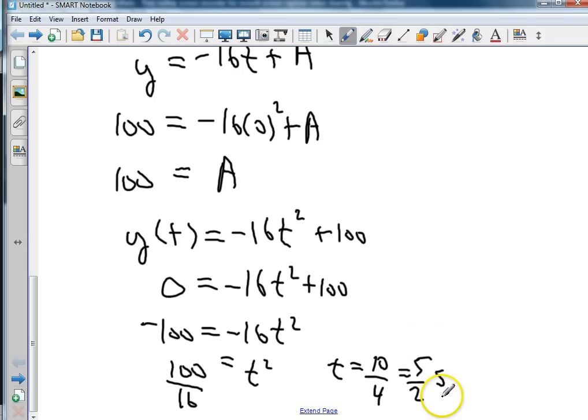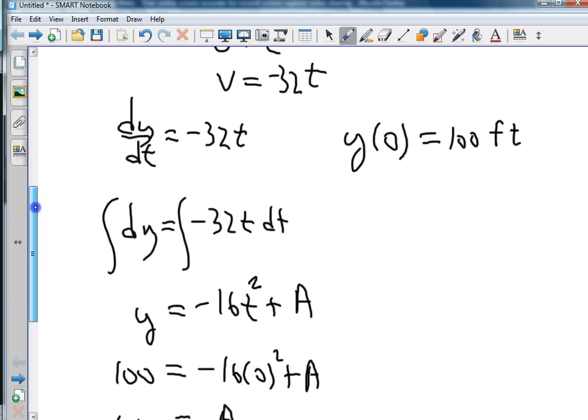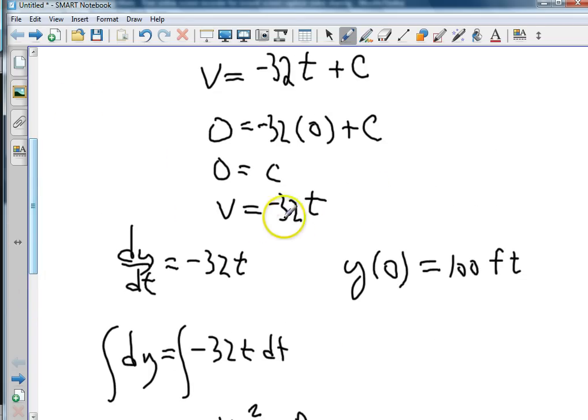All right, so it's 5 halves seconds. It took 5 halves of a second, or 2.5 seconds, to hit the ground. That was part A. Part B is how fast was it going when it hit the ground? How do you figure that? Plug that time into the velocity curve, which is there. So we need v of 2.5.